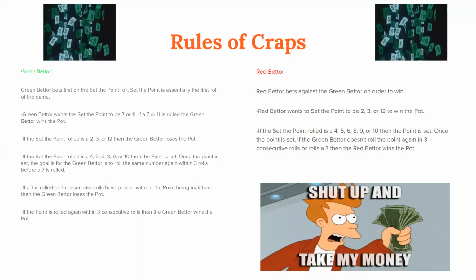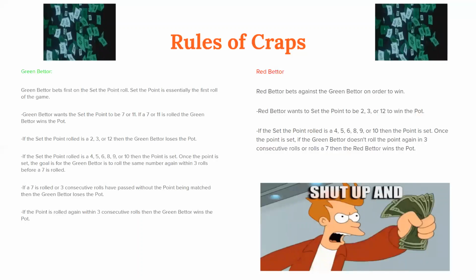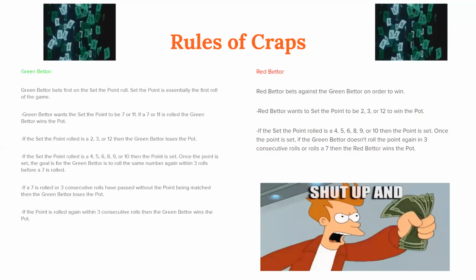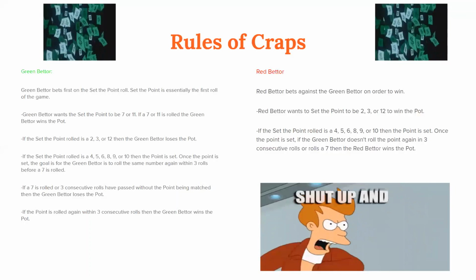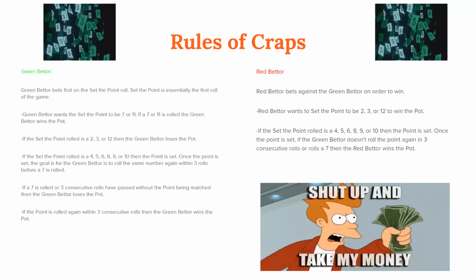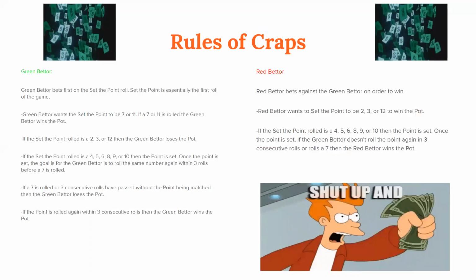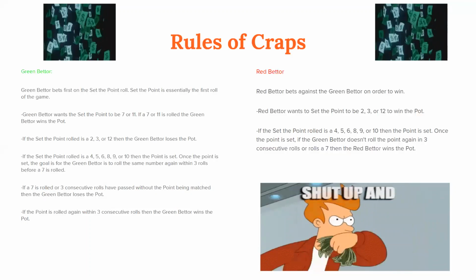For the red better, betting against the green better in order to win, the red better wants the point to be 2, 3, or 12 to win the pot. If the point rolled is 4, 5, 6, 8, 9, or 10, then the point is set. Once the point is set, if the green better doesn't roll the point again in 3 consecutive rolls or rolls a 7, then the red better wins the pot.